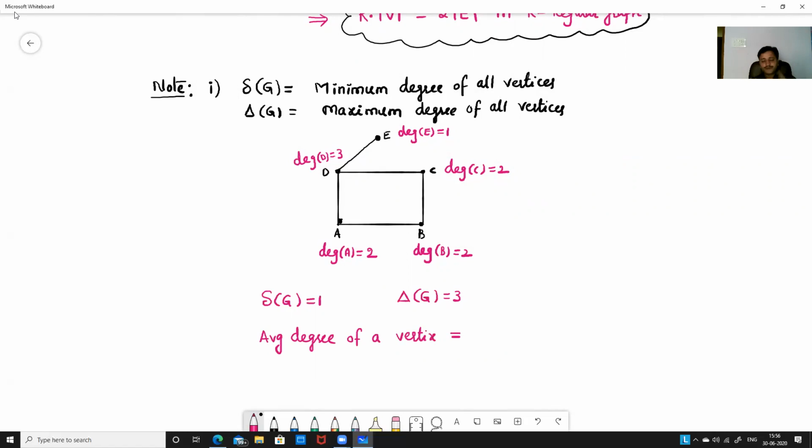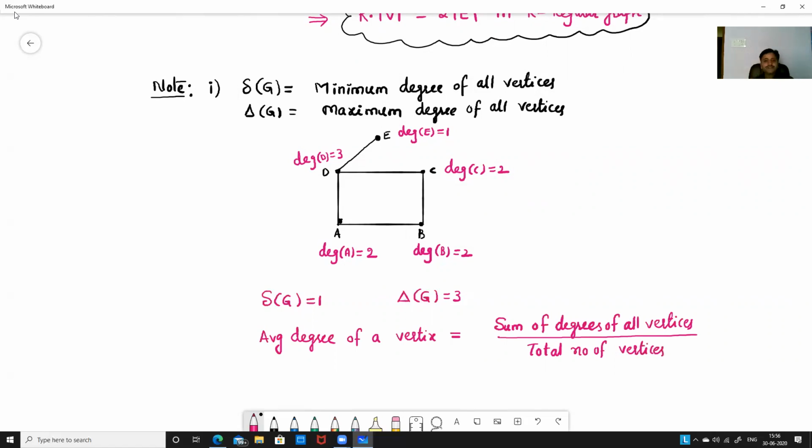Right? Suppose I want to find the average degree of a vertex. The average degree of a vertex formula is the sum of degrees of all vertices divided by the total number of vertices.